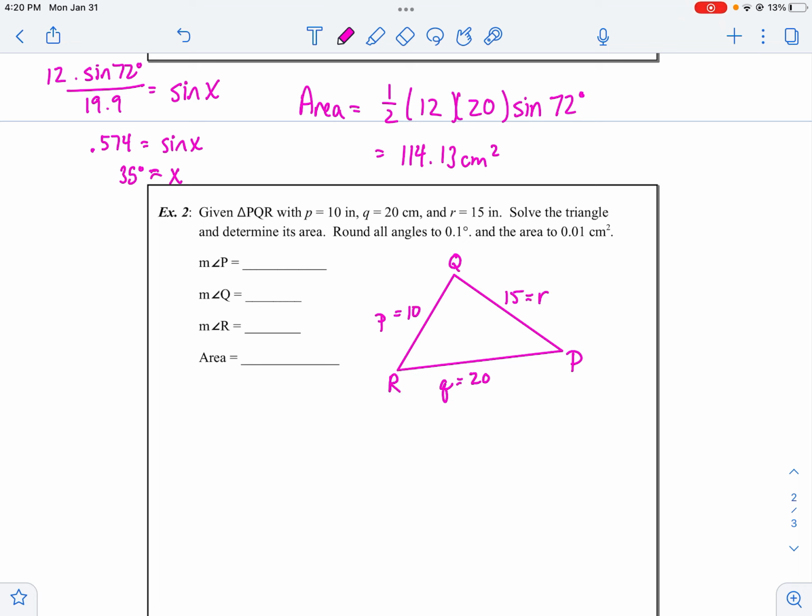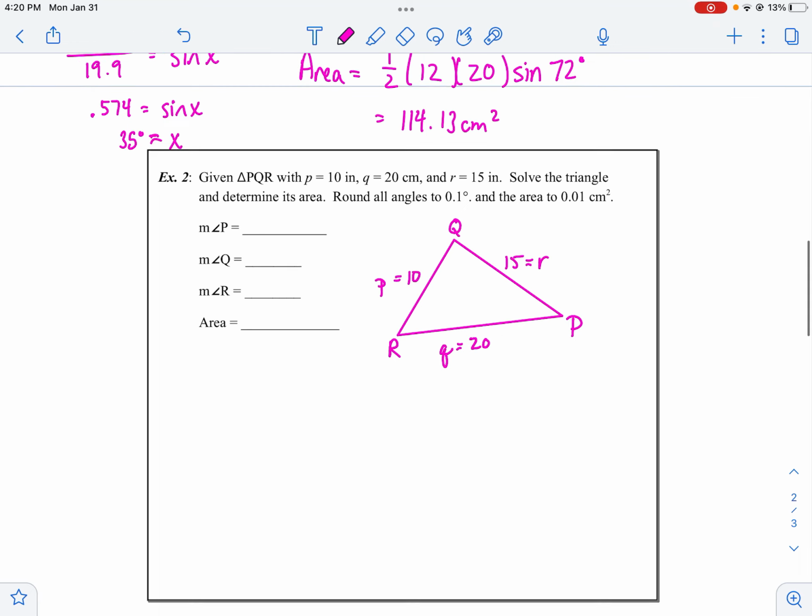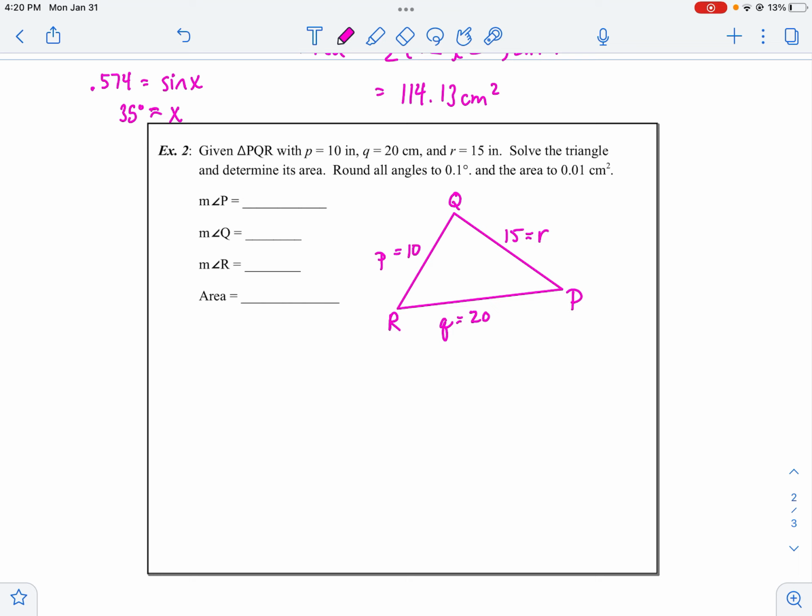So side, side, side. Notice we do not have an angle, right? So there's no angle at all. So the fact that I have no angle at all means I can't set up a proportion, so I'm stuck with the law of cosines, okay? Now, one thing that's very, very, very important to do when you have side, side, side, always find the biggest angle first using the law of cosines.